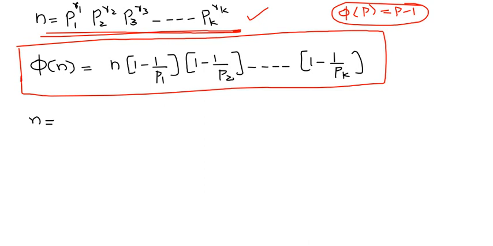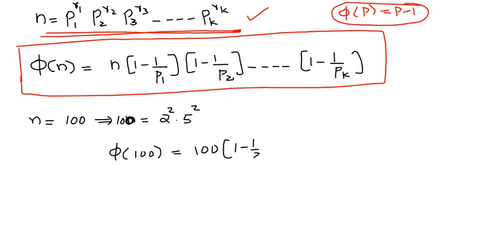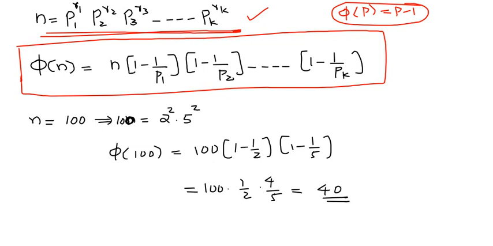Suppose n is equal to 100. Then we can write n as 2 square into 5 square. That is the prime factorization of n. So phi of 100 is equal to 100 into 1 minus 1 by 2 into 1 minus 1 by 5. So 100 into 1 by 2 into 4 by 5. So this is 40. So phi of 100 is 40.